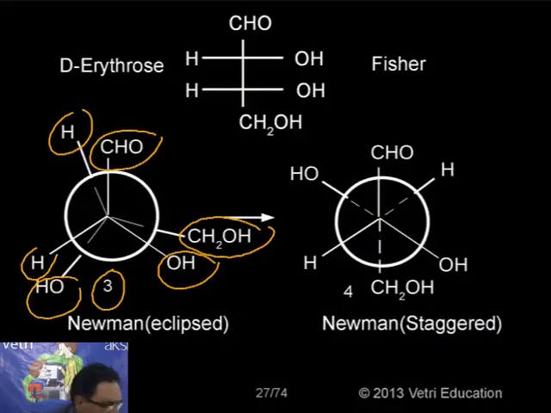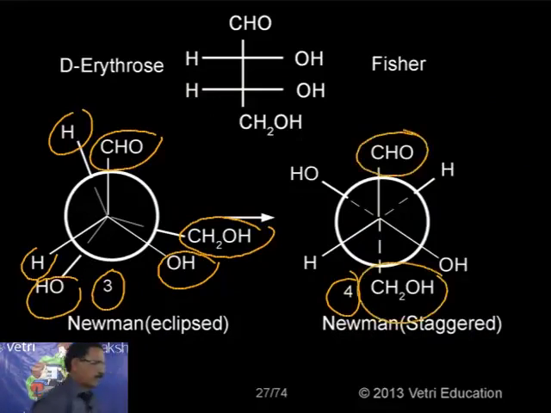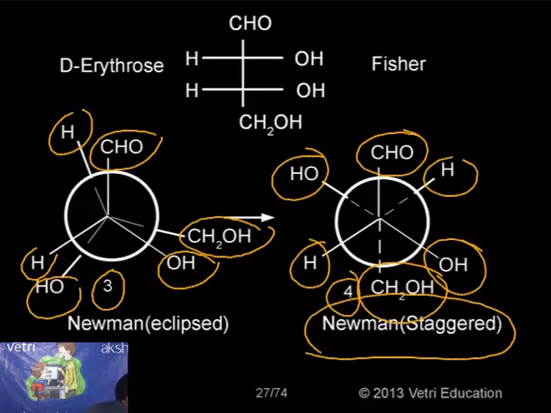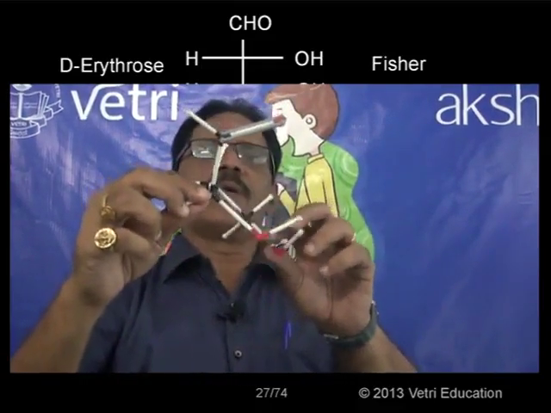Now go to the board. You see structure 4 now. In structure 4, CHO is opposite CH2OH, and again OH, OH opposite, H, H opposite. This is called staggered. This is called anti, the most stable form in this case. Now, kindly follow me. Now you can look at the model. Now I am rotating.